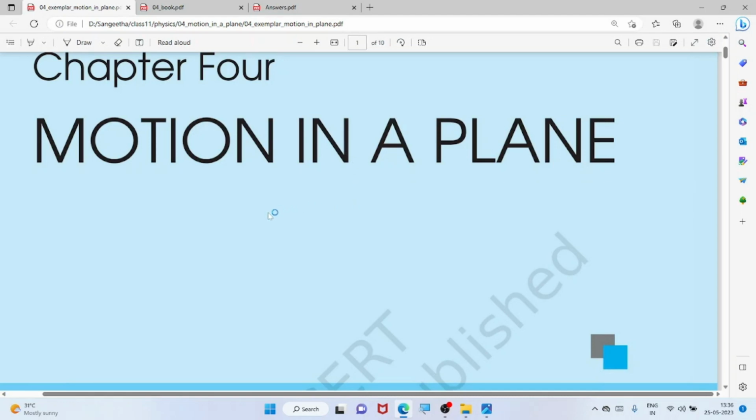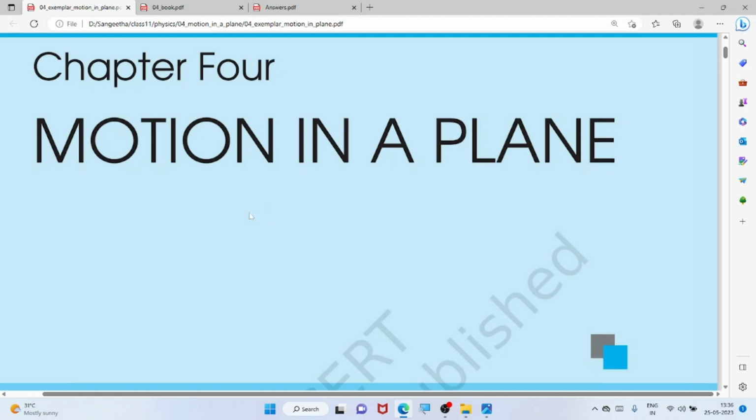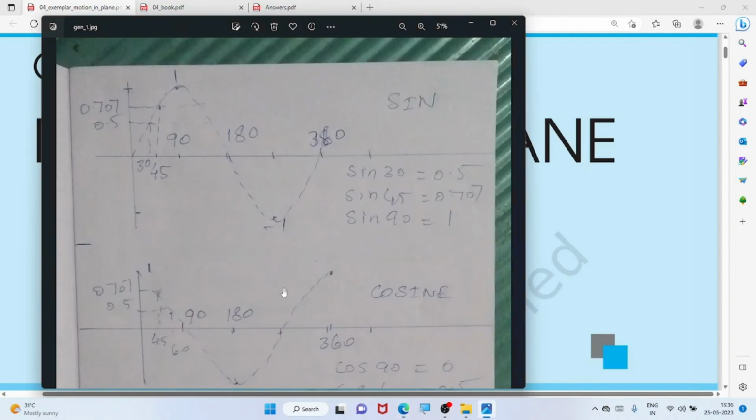Okay, we will go through the exemplar problems in the class 11 physics chapter 4, motion in a plane. Before going through it, I will show you some information which will be useful. So this is the sine wave.